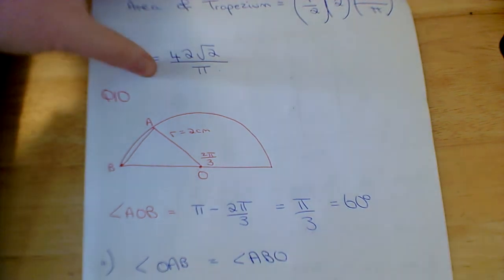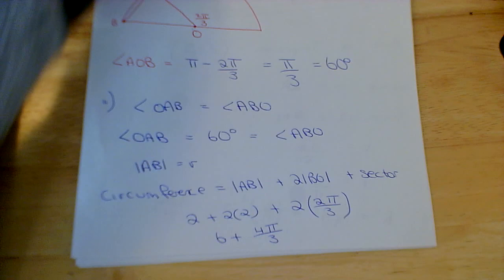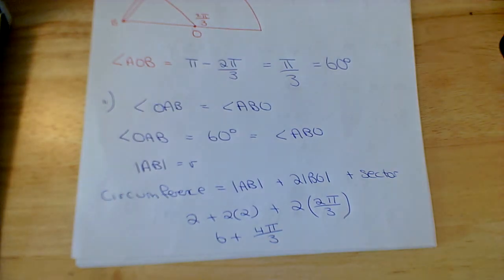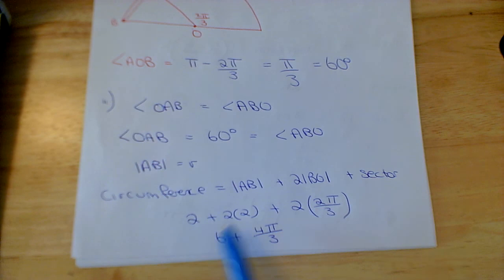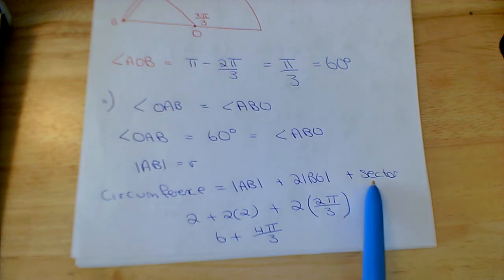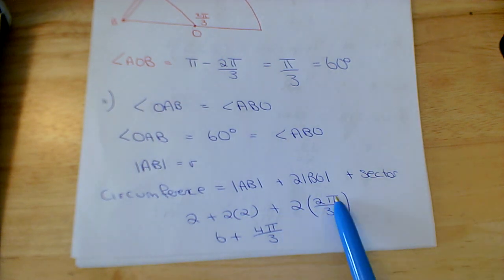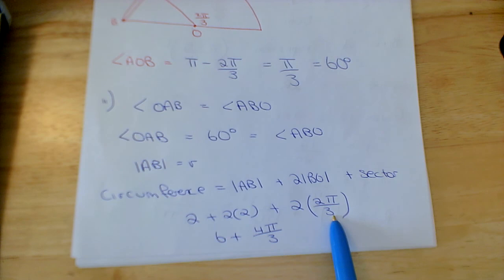AB is then equal to r, so the perimeter is equal to AB plus 2BO plus the sector. So I have AB is 2, plus 2 times BO, so 2 times 2, plus the sector, 2 pi over 3 times 2, and I have 6 plus 4 pi over 3.